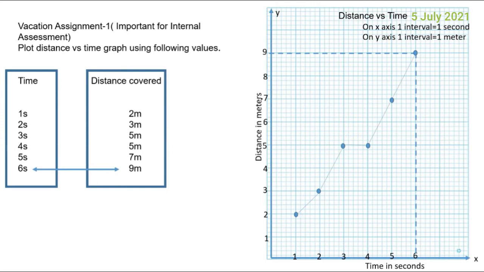So all details are very important: the name, the labeling, the units and the graph, right? So this was vacation assignment 1. All those who have already completed this, as it is told, will get full marks, right? Now from here onwards we shall see vacation assignment 2, which includes questions related to the same graph, right?